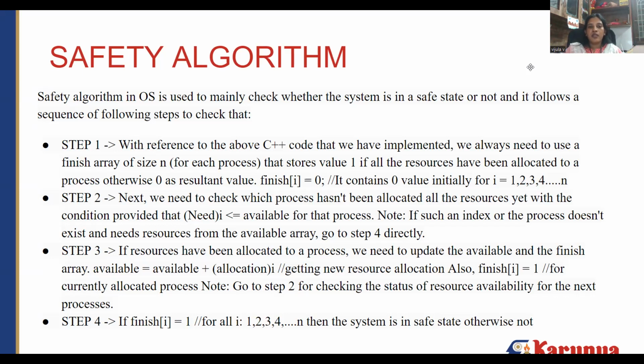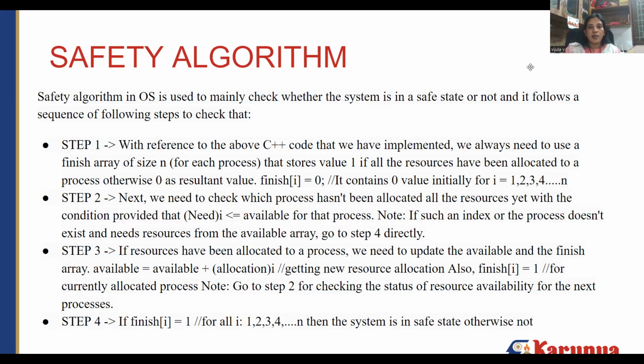So next, we need to check which process hasn't been allocated all the resources yet, with the condition that the need of that process is less than or equal to available. And you should also know that if such a process doesn't exist that needs resources from the available array, you should go to step 4 directly.